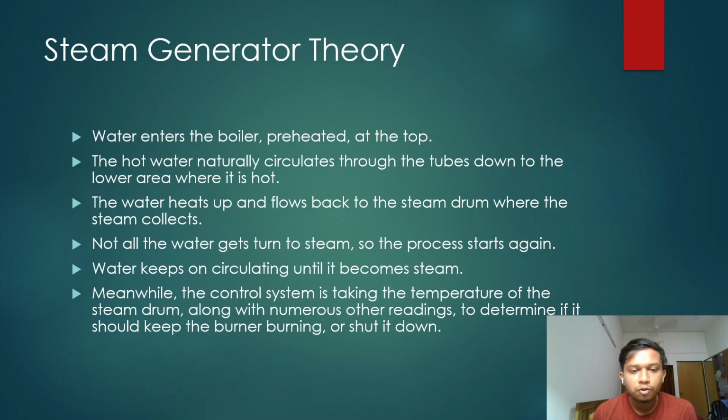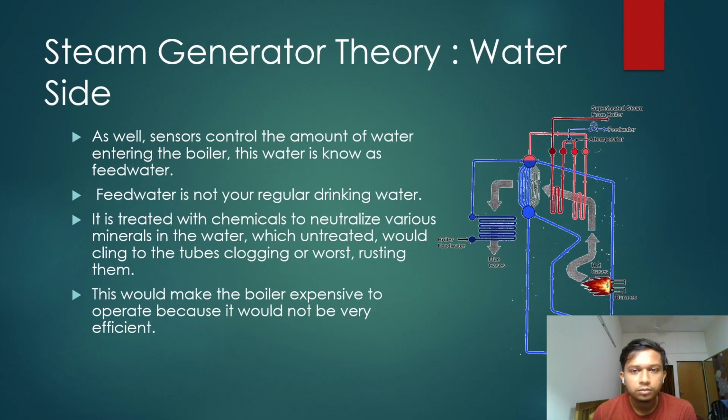The water heats up and flows back to the steam drum where the steam collects. Not all the water gets turned to steam, so the process starts again. Water keeps on circulating until it becomes steam. Meanwhile, the control system is taking the temperature of the steam drum, along with numerous other readings, to determine if it should keep the burner burning or shut it down.